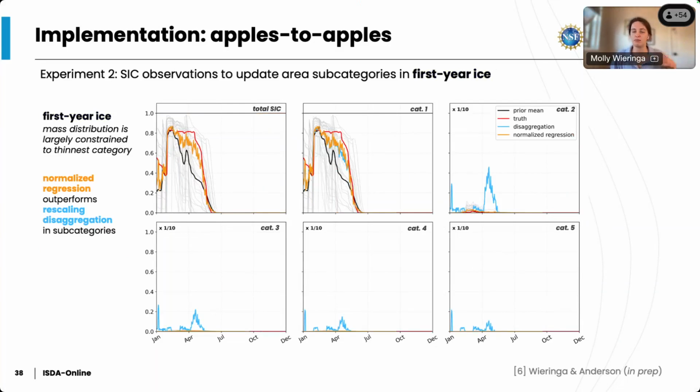Again, this outperformance of disaggregation by normalized regression is because of the reliance of the disaggregation on information from the prior, which leads to this kind of erroneous creation of ice in the posterior estimates for low mass categories, because disaggregation can't account for how the proportion of each category will shift from time step to time step.